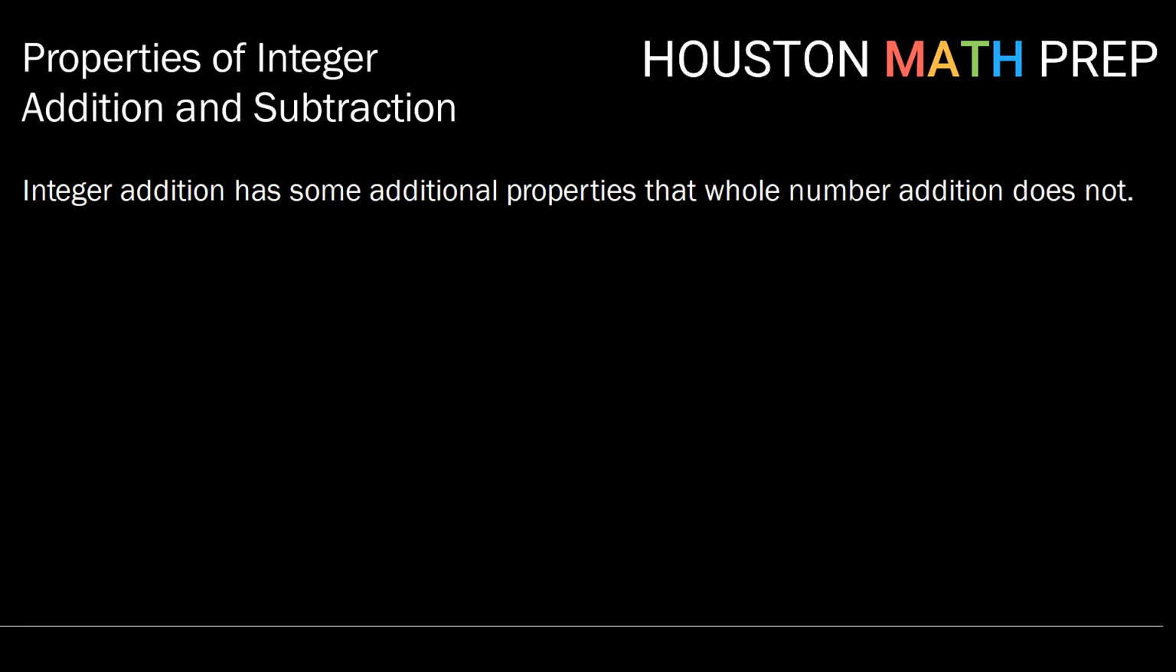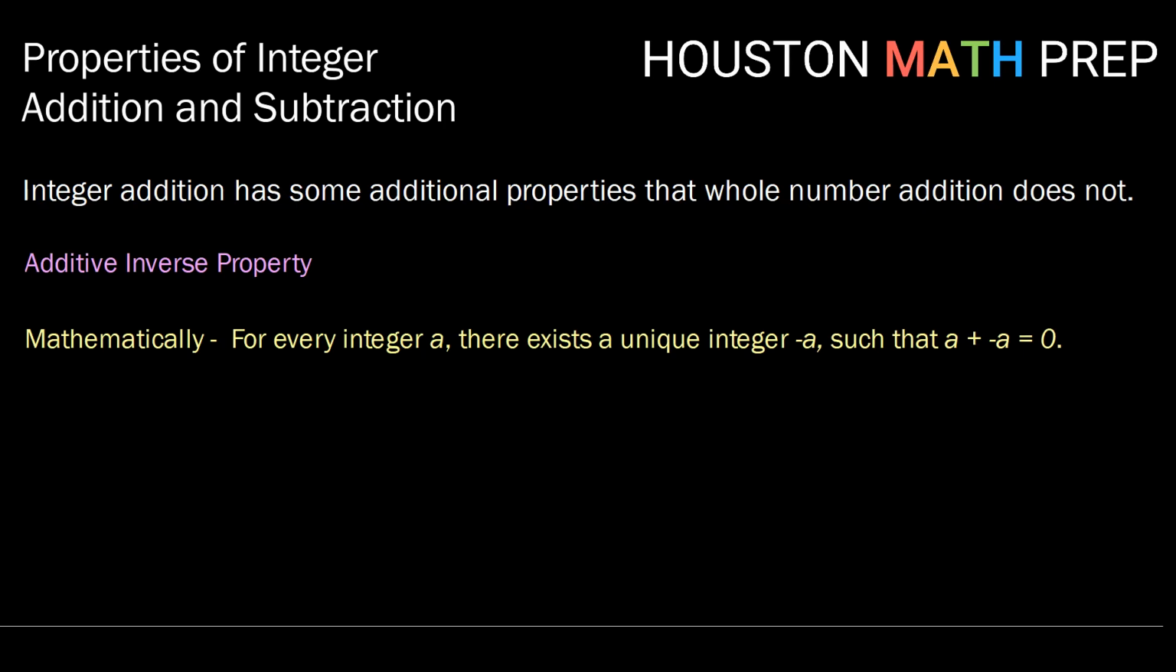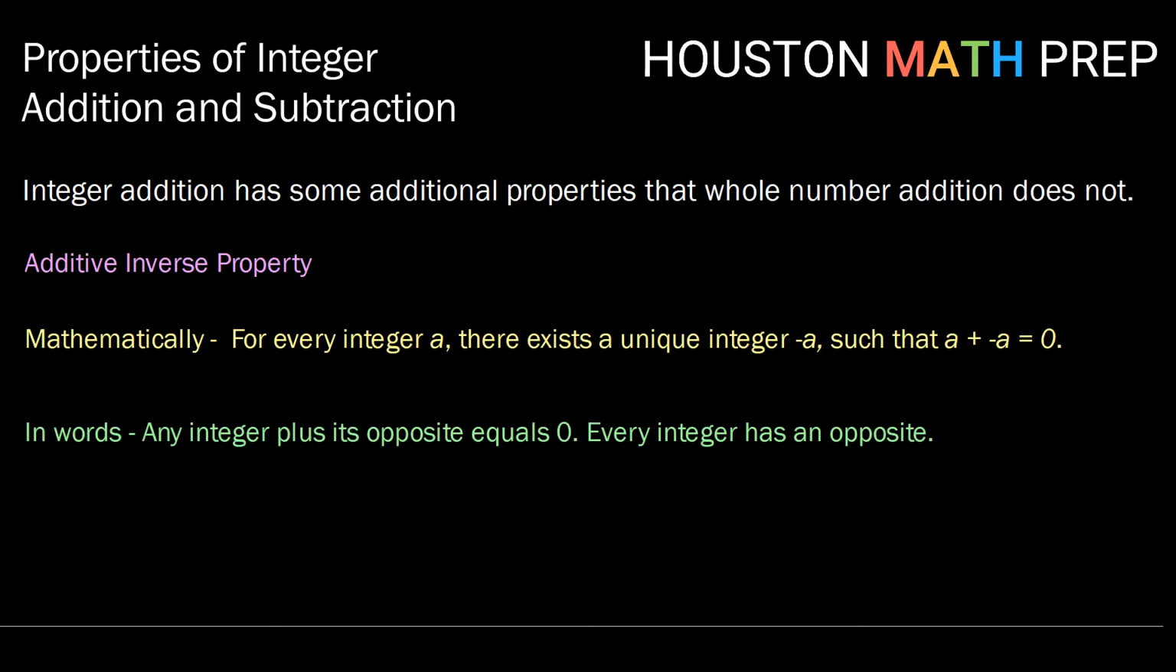Now let's take a look at the additional properties that integer addition, that whole number addition, did not have. Our first one is what we call the additive inverse property. Mathematically, this says that for every integer a, there exists a unique integer, negative a, such that if we add a and negative a, we get 0. If we break that down into more simple words, that just says that any integer added with its opposite equals 0, and that every integer has an opposite.